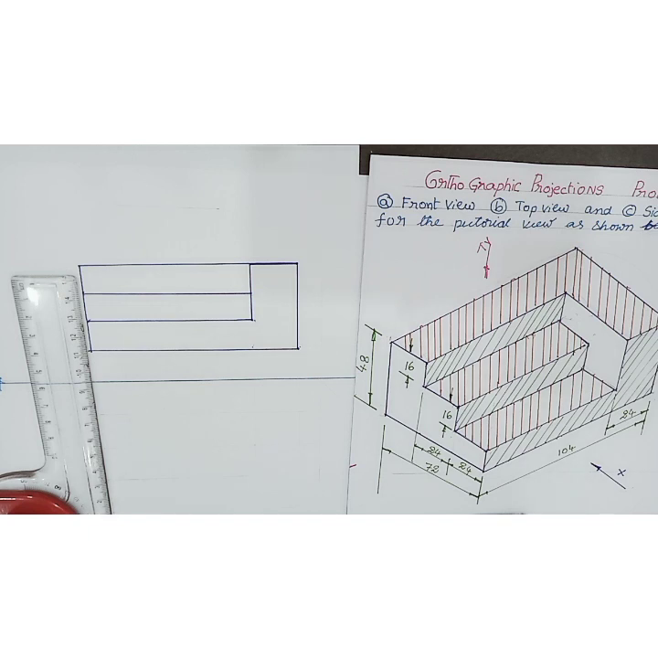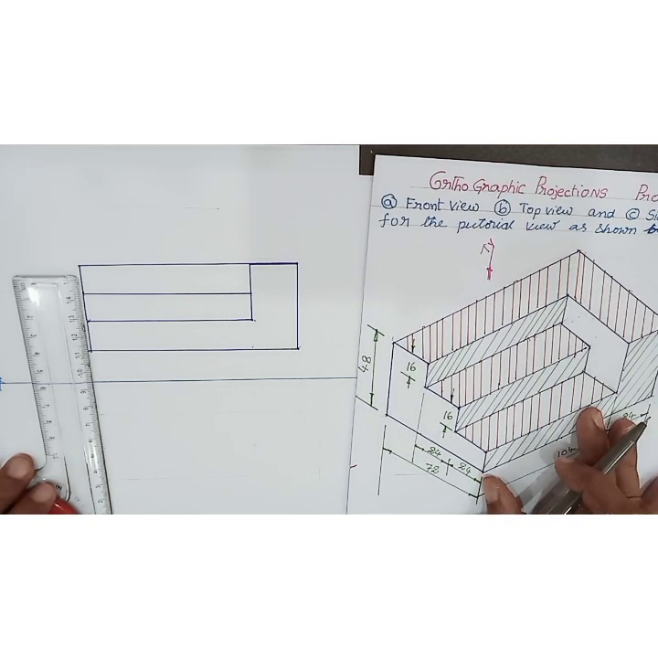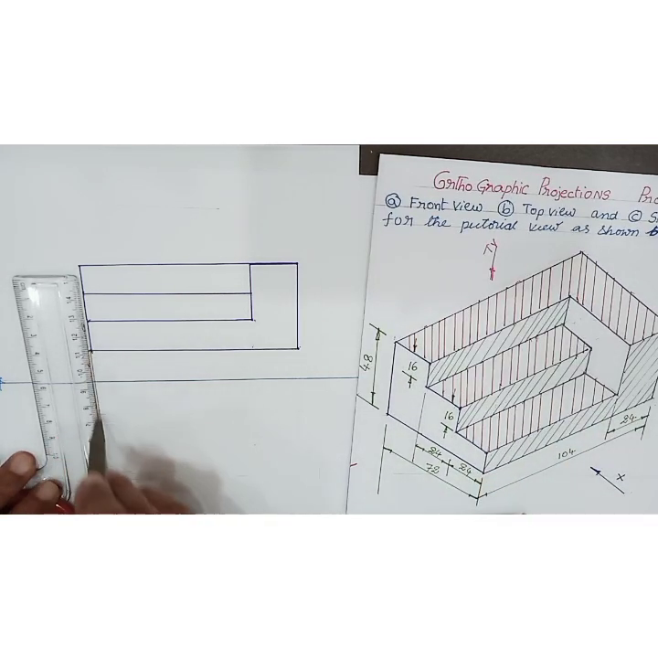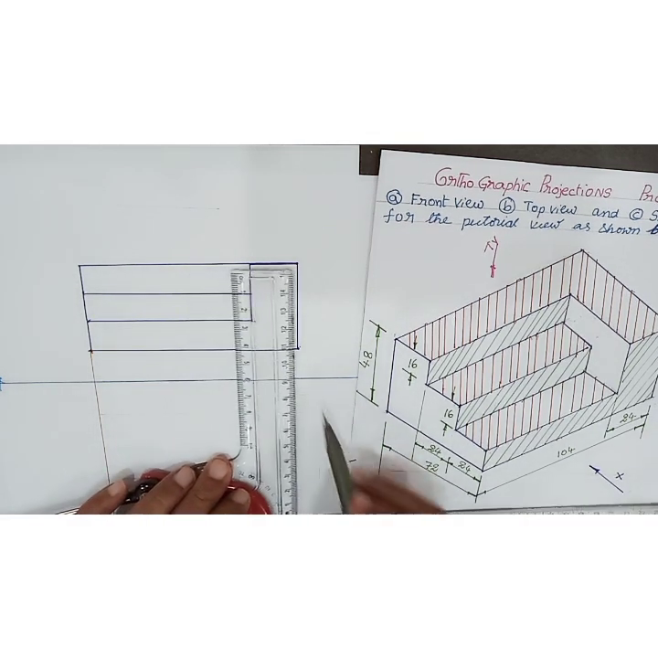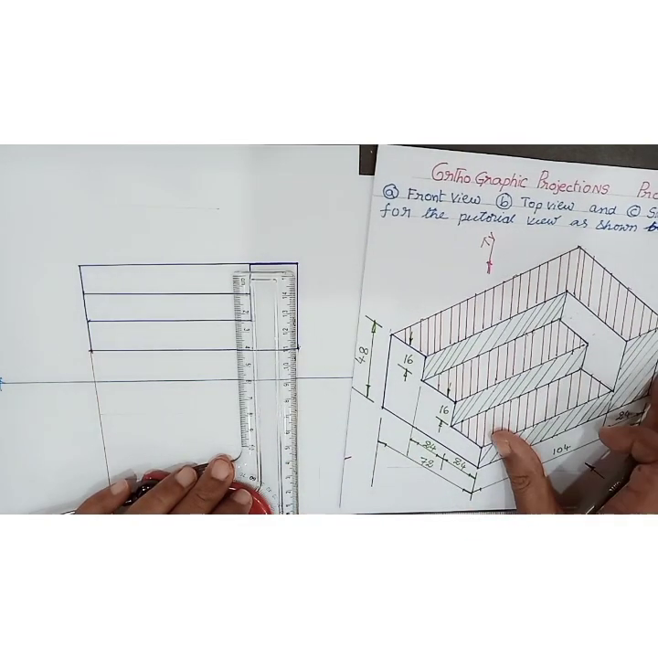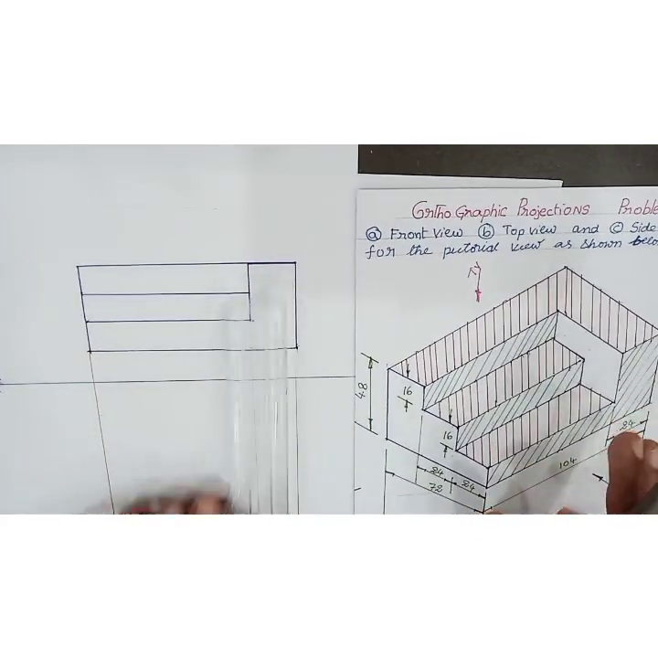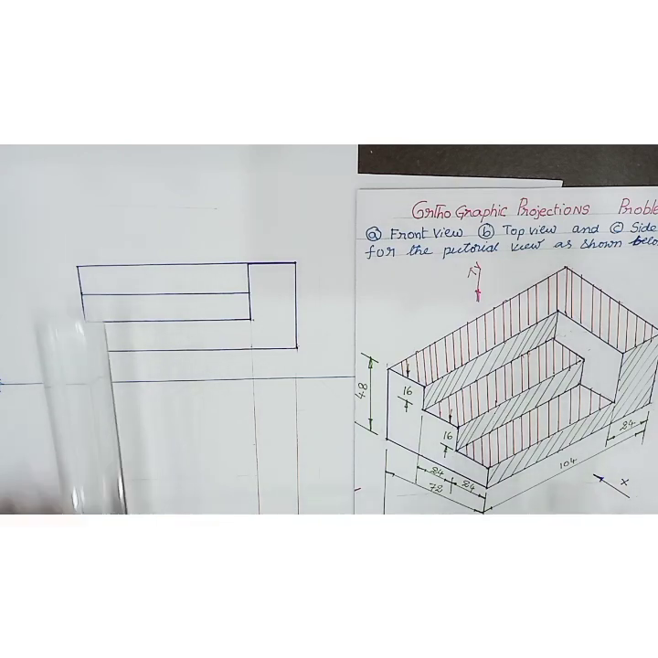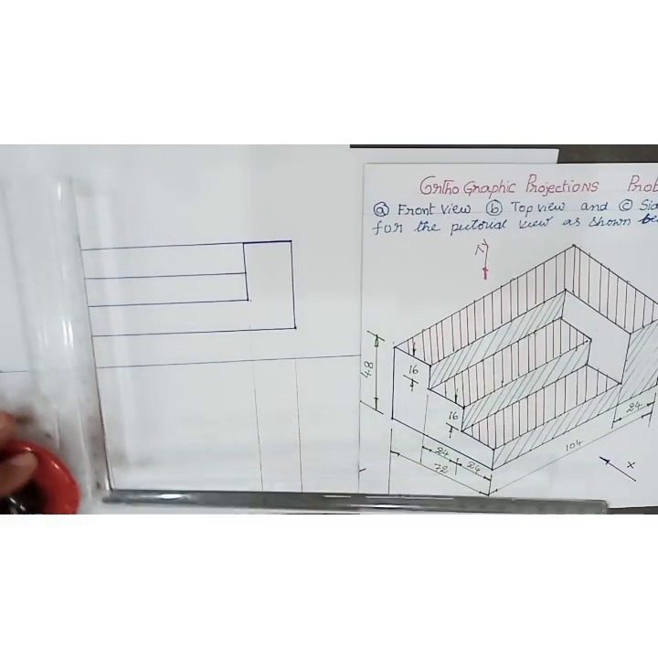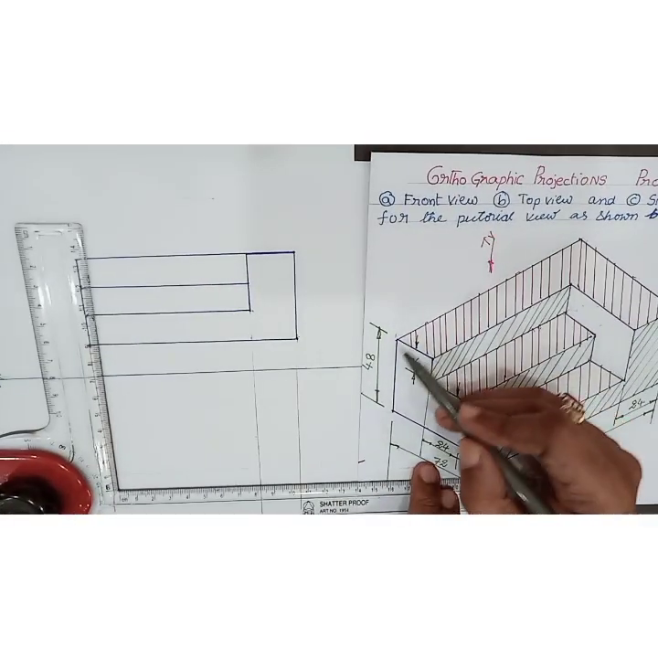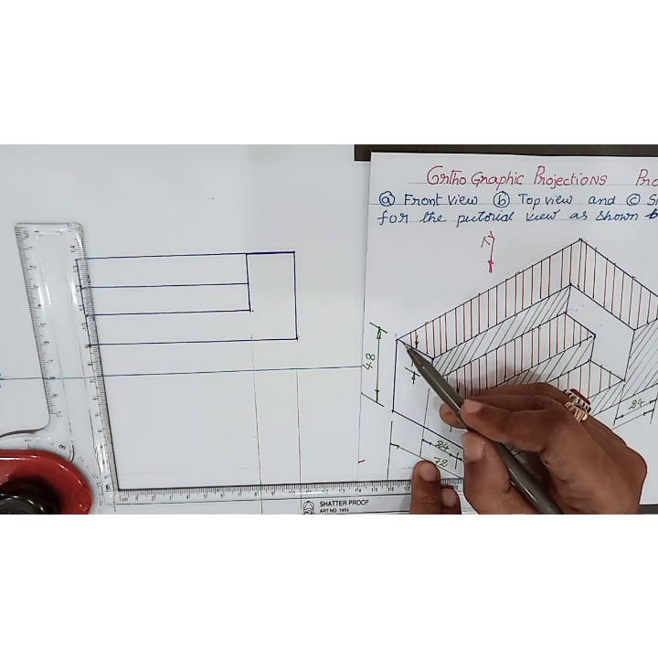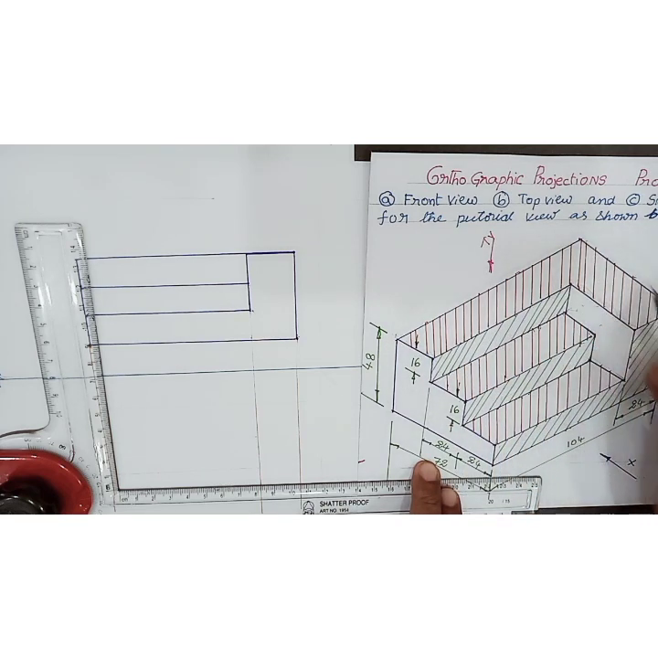So before drawing the top view, draw projectors from the front view towards the horizontal plane. After drawing the projectors, then see the top of the object, that is, we are drawing the top view. So in the case of the top view, we are able to see this length and breadth.